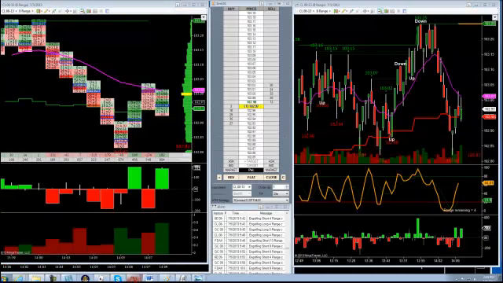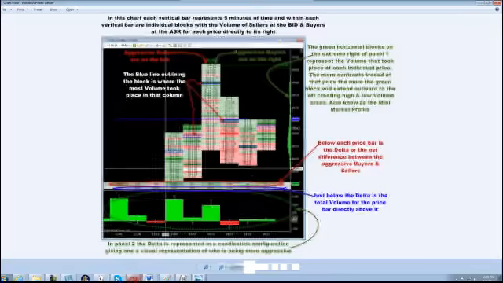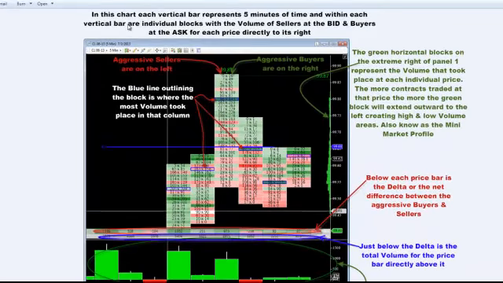All right, let's look at an order flow chart now. In this chart, each vertical bar represents five minutes. Each one of these bars, up and down, is 5 minutes, and shows the range the price moved within that 5-minute period.